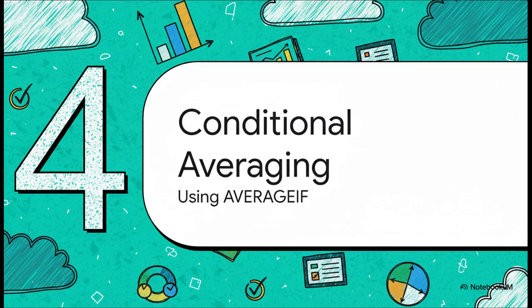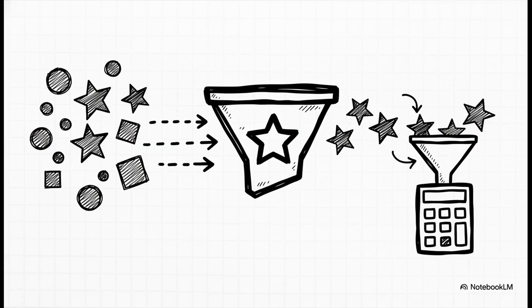So far, we've been averaging all the numbers in a range. But what if you only want to average numbers that meet a certain rule? Well, for that, Excel gives us an incredibly powerful tool. Meet the average if function. Think of it like a filter for your average. It lets you set a rule, a criteria, and then it will only calculate the average for the cells that pass your test. This gives you a whole new level of precision.